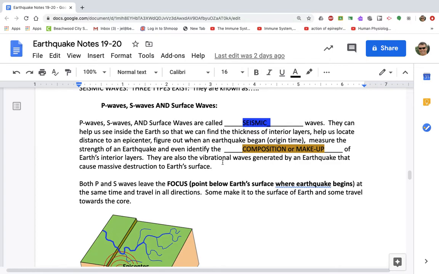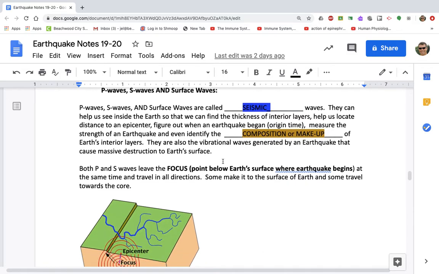Measure the strength of an earthquake on the Richter scale, like a 1, a 2, a 3, and so on, and even identify for us what the Earth's interior is made of. Like, is it solid? Is it kind of liquidy? Is it molten? All the stuff that we did a few weeks ago of Earth's interior layers. So that's what the seismic waves are going to do for us.